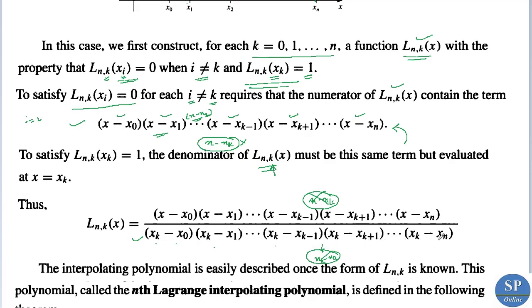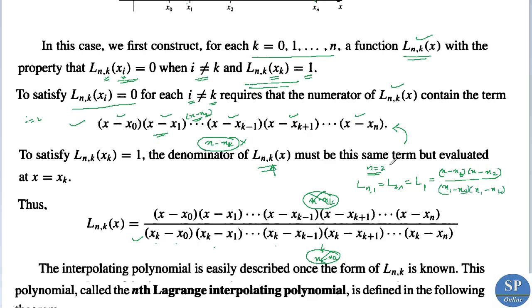Then (xk - x(k+1)), etc., (xk - xn). For example, if n is equal to 2 and you are finding L2,1, or simply we can denote this as L1, we have L1 as nothing but (x - x0), (x - x1) is not here because we are finding L1, so (x - x2), divided by (x1 - x0) into (x1 - x2).